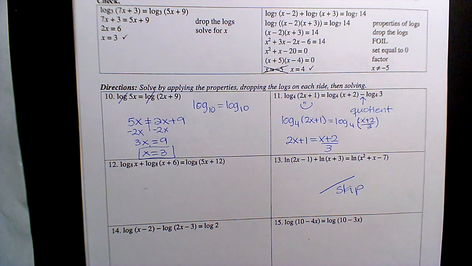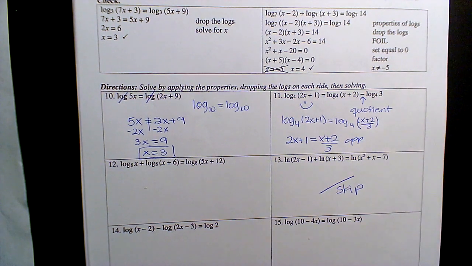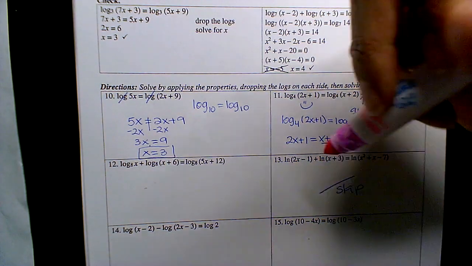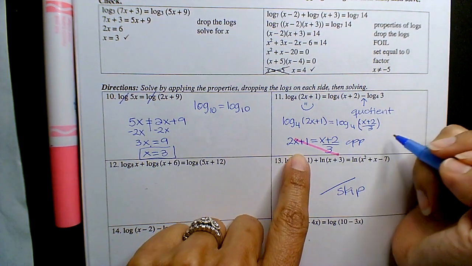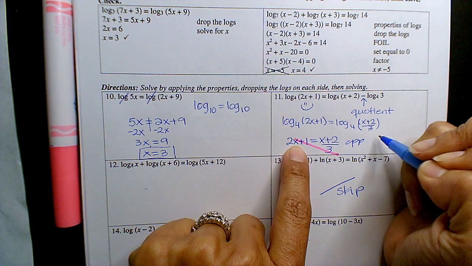Okay, how do you want to solve it? Cross product property? CPP? Do you remember this? With Miss Williams? Okay. Good times. Okay, so now you can cross, right? Cross product property, so I can multiply here, right? So this becomes 3 times 2x plus 1.